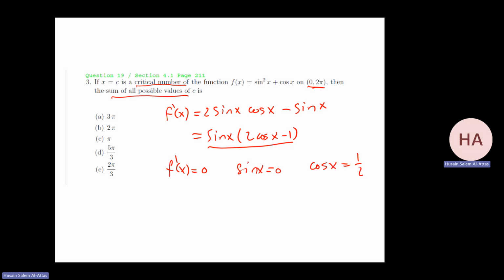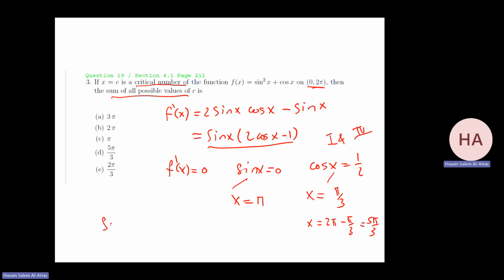With sine x equals 0, I have in this interval x equals 0, which I will not include because it's an open interval, and I have only x equal pi. Now when cosine x equals half, x equals pi over 3, first quadrant and fourth quadrant. And I have x equal 2 pi minus pi over 3, which is 5 pi over 3.